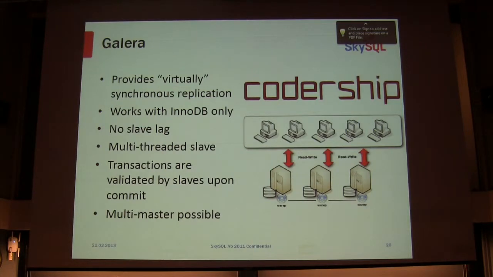So it's like synchronous replication, but it's called virtual synchronous because the slaves or the other masters don't apply the change right away. They say, okay, this change is good, I can accept this. And then the commit goes through and then they apply it. So there's a small lag between the application of the change and the acknowledgement you get.